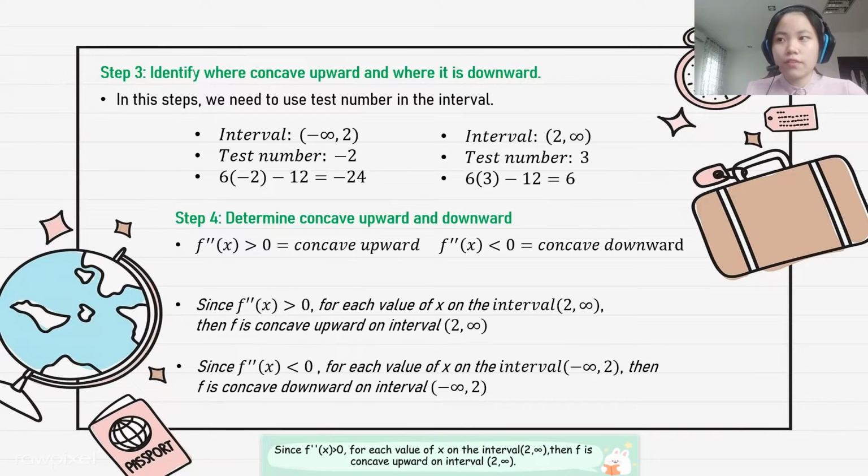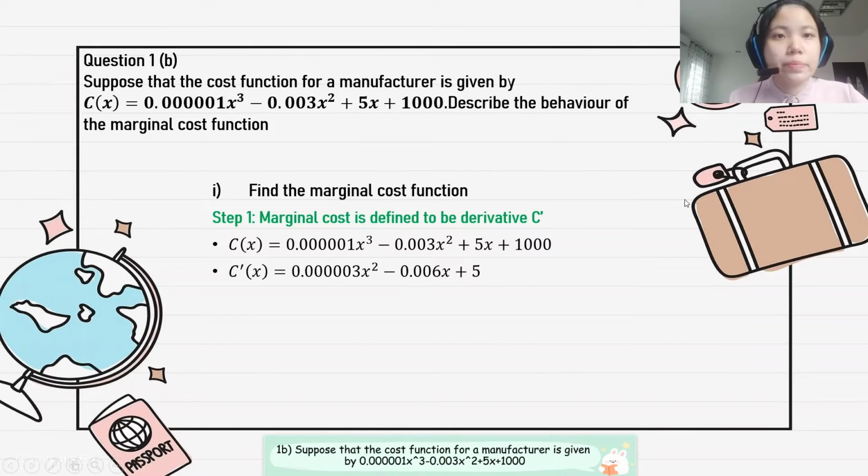Since the second derivative of the function is greater than 0 for each value of x on the interval 2 to positive infinity, then f is concave upward on the interval 2 to positive infinity. Next, since the second derivative of the function is less than 0 for each value of x on the interval negative infinity to 2, then f is concave downward on the interval negative infinity to 2. Let's go to question 1b.